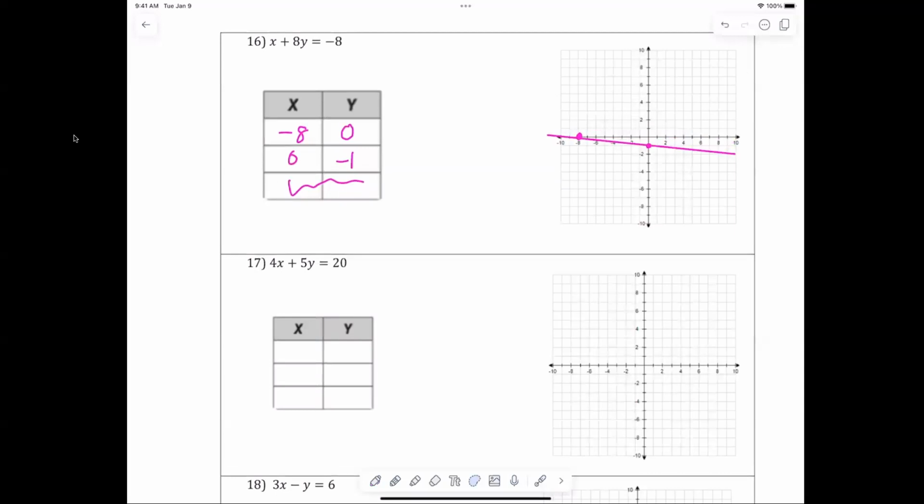And there you have it. Plug 0 in for y. What's 8 times 0? So you got it now. x equals negative 8. Anybody have any questions with that? Anybody?